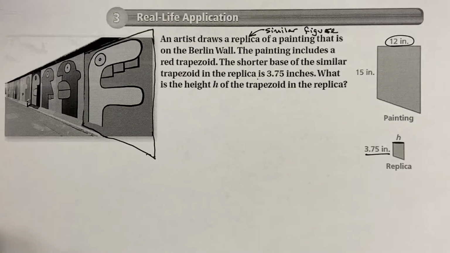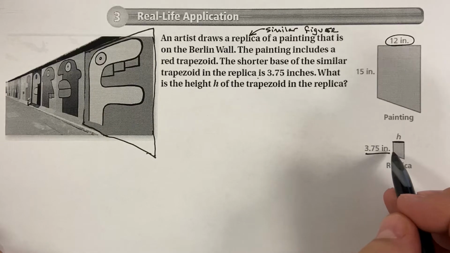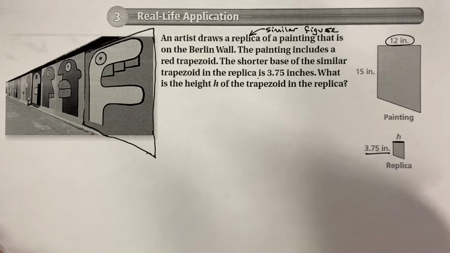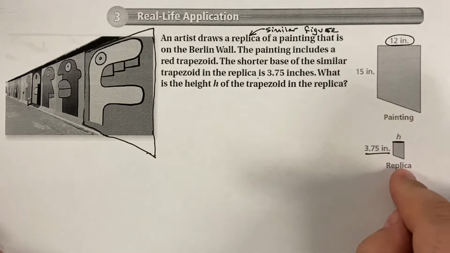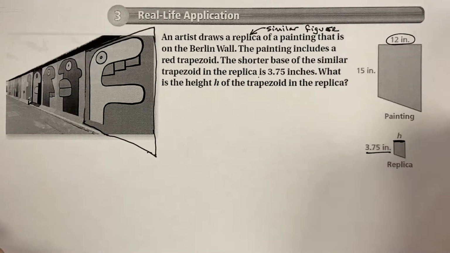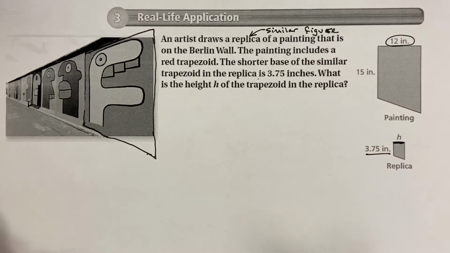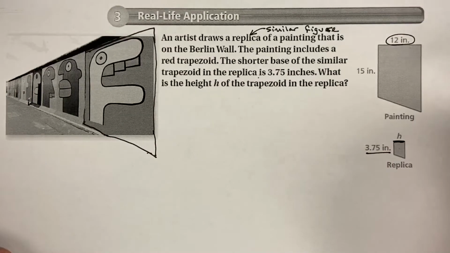So if this is 15 inches tall and they only draw 3.75, we have to know to keep the same dimensions so it looks the same, only smaller or bigger. In this case, smaller, obviously, the replica is smaller. What do we need to make the height of our trapezoid to match this 12 inches? So the replica means that these are similar figures.